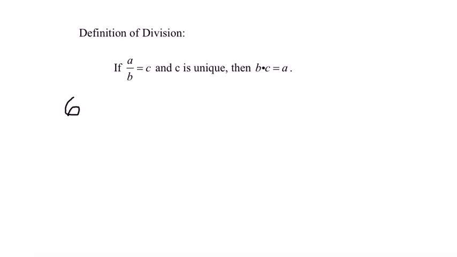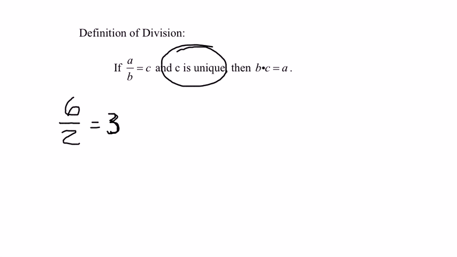So, let's divide two numbers that we all know. Let's say that 6 divided by 2 equals 3. We can all agree with that. And notice, we can say that C is unique. 3 is unique because we know that 3 is the only number that equals 6 divided by 2.